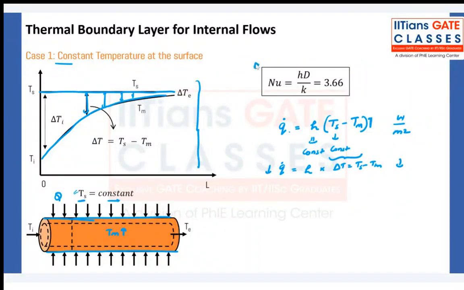Okay, it is 3.66. H is constant, H always remains constant, D and K are constant. It is equal to 3.66. Okay, this much is okay. Yes or no? Chalo. Any doubt till now?